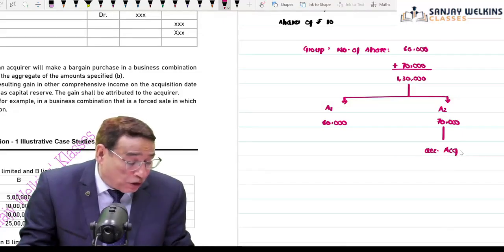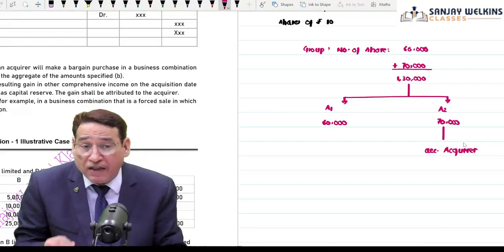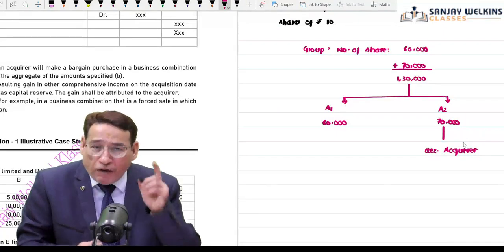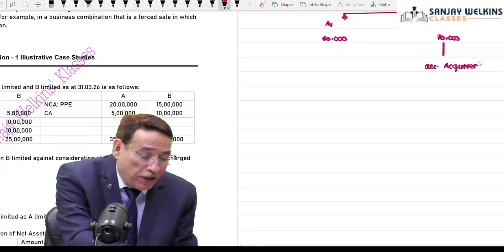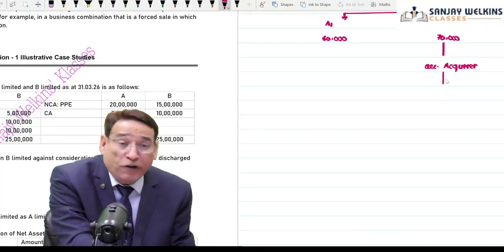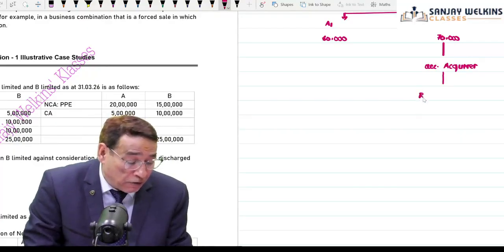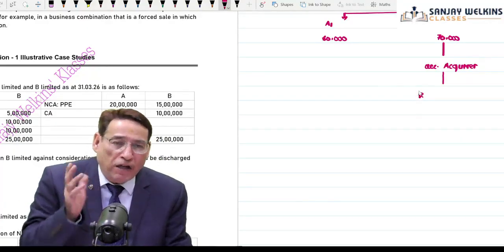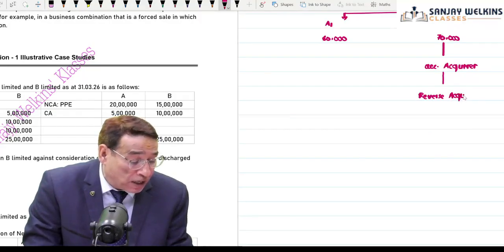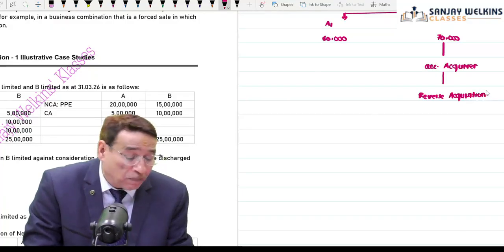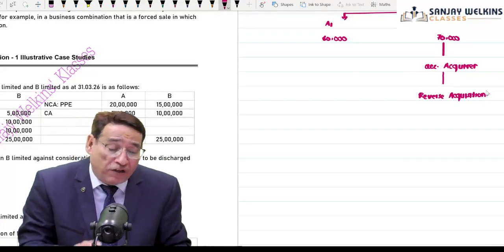That means the beauty of Ind AS 103 is that even the legal acquiree can be considered as the acquirer for the purpose of accounting. Whenever in practical life the legal acquiree becomes the acquirer for accounting purposes, it is known as a case of reverse acquisition. We have kept a separate section wherein we are going to do lots of questions with respect to reverse acquisition. By now you must have understood why this step, determination of the accounting acquirer, is quite vital. This is the first step in the entire accounting.